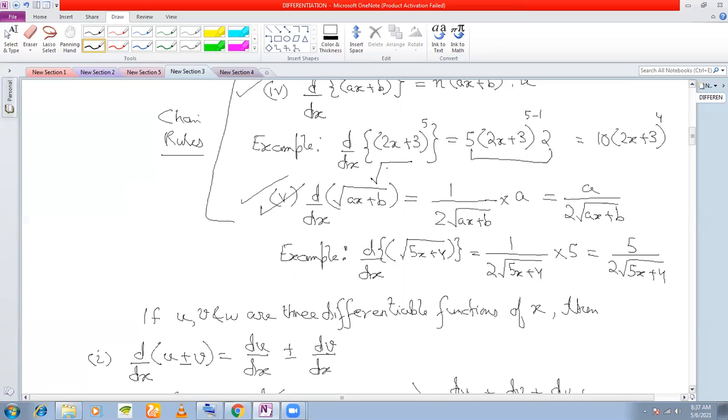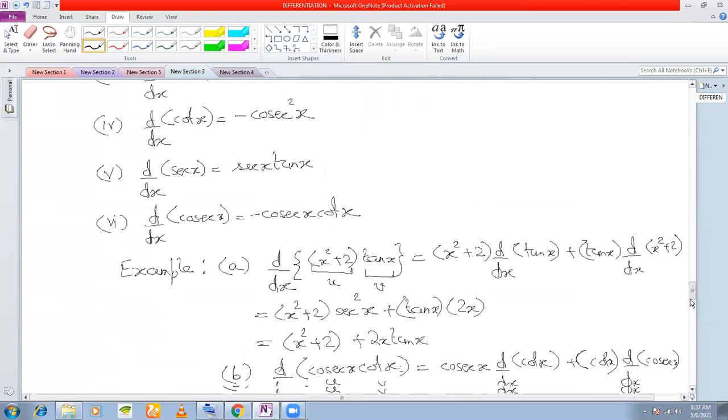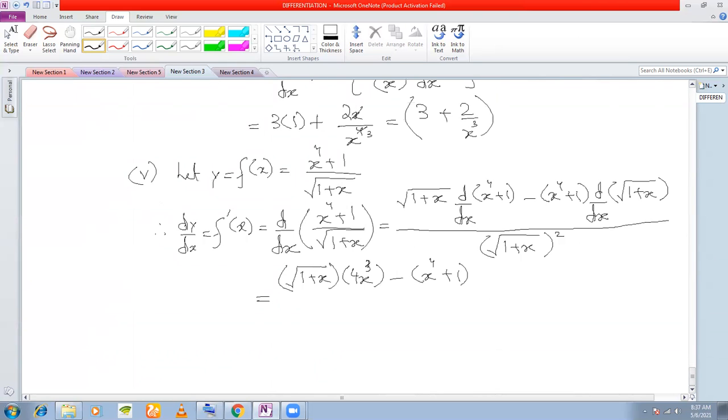This time here we have d/dx root 1 plus x. So that means a here is 1 because the coefficient of x is 1 and b here is 1. Okay, and what was the result here? a by 2 root ax plus b. So we'll write it here. a by 2 root ax plus b. a here is 1 divided by 2 root ax plus b, whole divided by 1 root 1 plus x whole square is simply 1 plus x. Okay.